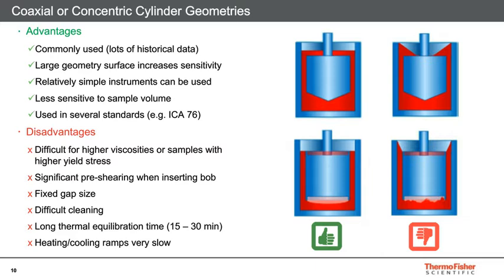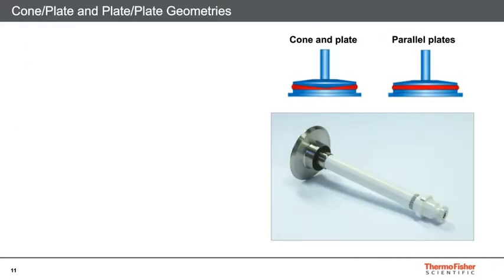And because of that, as you can imagine, if you're doing some sort of heating or cooling ramps, changing temperature during your measurement, it can take a very long time to change the actual test temperature. So that can be limiting with using the concentric cylinder type geometries. So the other options here are to use either a parallel plate type setup or a cone and plate.